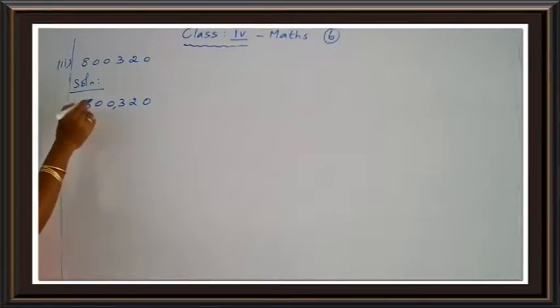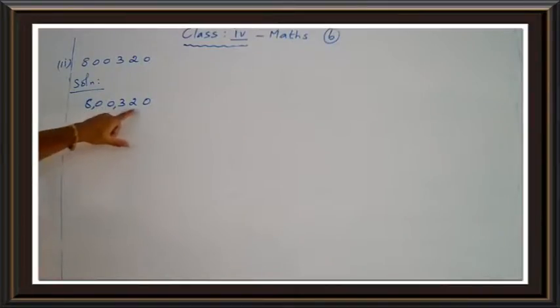Now you read the number. This is lakh period, this is thousands period, this is ones period, okay? So 8 lakh, thousands period 0. So that leaves the period. So 8 lakh 320. Your number is 8 lakh 320. Okay. Now you write in expanded form in 3 different ways. Okay. First way, you write in words.